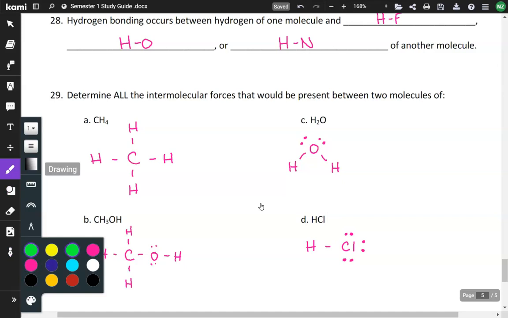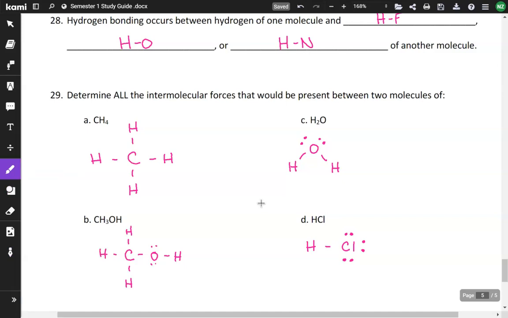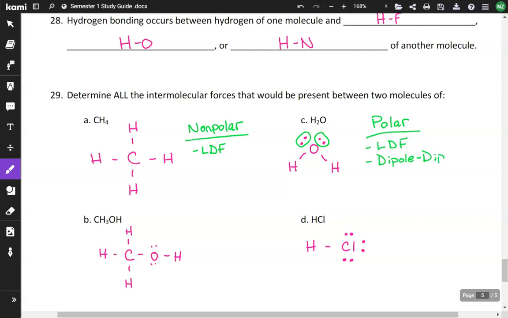Okay, so let's list the forces. The first one here, everything attached to the central atom is the same, no lone pairs. This is nonpolar. Nonpolar, the only intermolecular forces you have are LDF. The next one is polar, because of the electrons here. Because it's polar, it gets LDF because everybody has LDF. It is going to get dipole-dipole because it is polar. And we also have HO, so it is going to have hydrogen bonding.